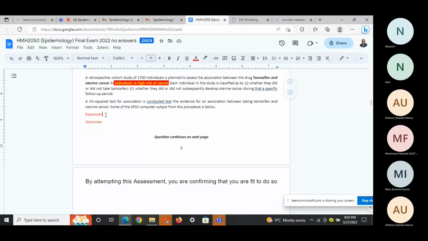Okay, so here, what's our exposure here? Our exposure is what? Tamoxifen, right?